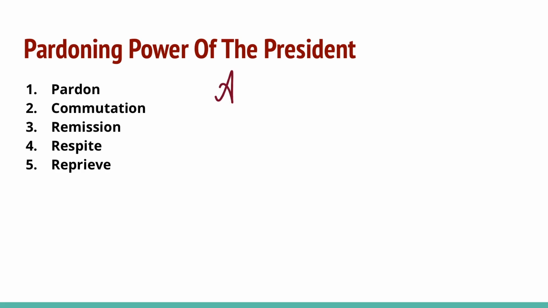Pardoning power of the president. Article 72 of the Constitution says that the President can grant pardons to persons who have been tried and convicted of any offences in all the cases where the punishment or sentence is for an offence against a union law, where the punishment or sentence is by a court-martial, and where the punishment is a death sentence. The pardoning power of the President is independent of the judiciary. The pardoning power of the President is his executive power.